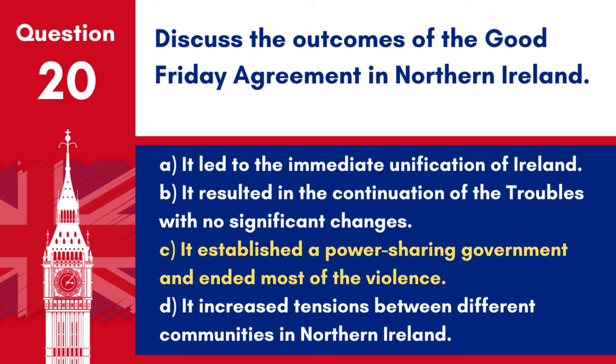Answer. C. It established a power-sharing government and ended most of the violence. The Good Friday Agreement of 1998 was a landmark peace deal that significantly reduced conflict in Northern Ireland and laid the groundwork for political cooperation between unionist and nationalist factions.